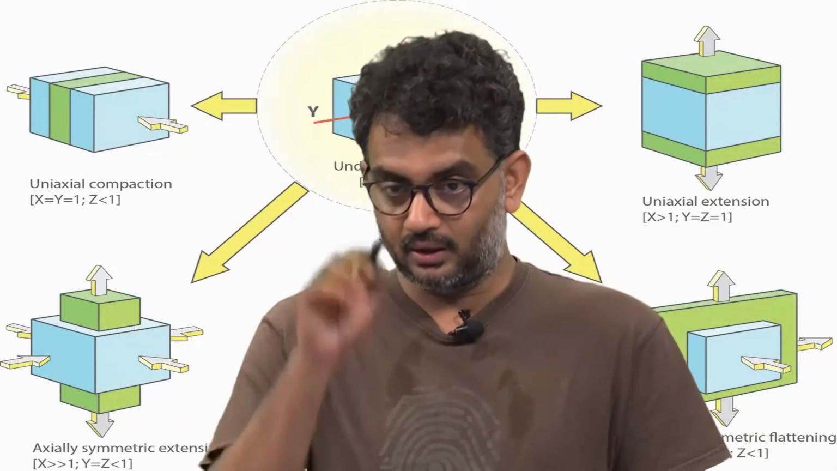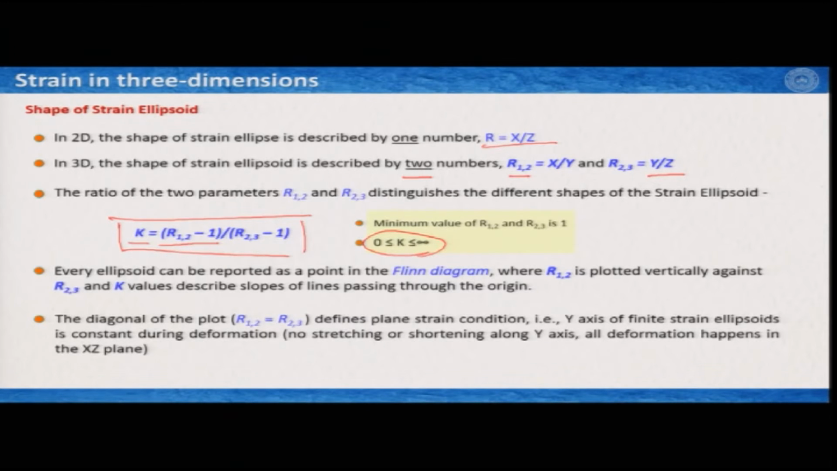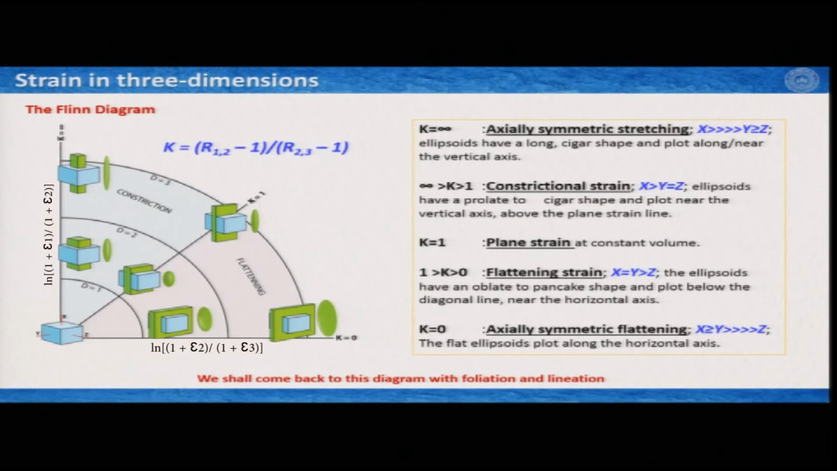It is actually a sort of a two-dimensional Cartesian plot, where the x axis is represented by R23 and the y axis is represented by R12, and you can plot a number of k values in between. The diagonal of this plot, as we will see soon, where R12 equals R23, is actually defining the plane strain condition, that is, the y axis of the finite strain ellipsoid is constant during the deformation. That means, as we have learnt before, there is no stretching or shortening along the y axis. Whatever deformation happens, happens along the x and z axis, and therefore on the x z plane. So, this is the Flinn diagram we are talking about.